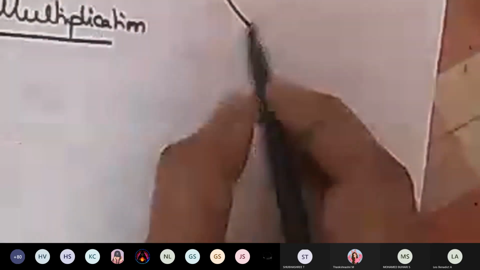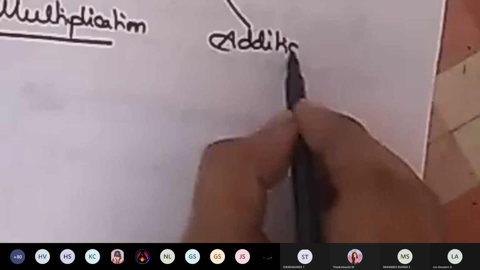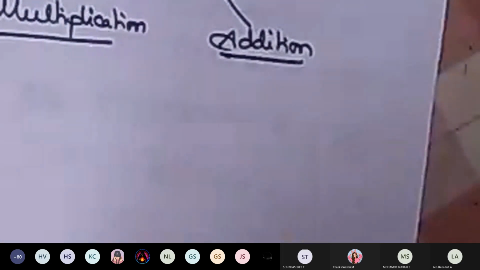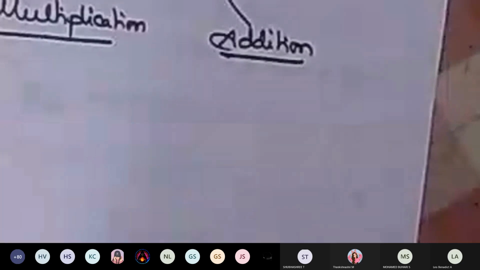Okay. So we have 2 different principles in permutation and combination. One is the fundamental principle of multiplication. Another one is the fundamental principle of addition. I'll give a simple example.